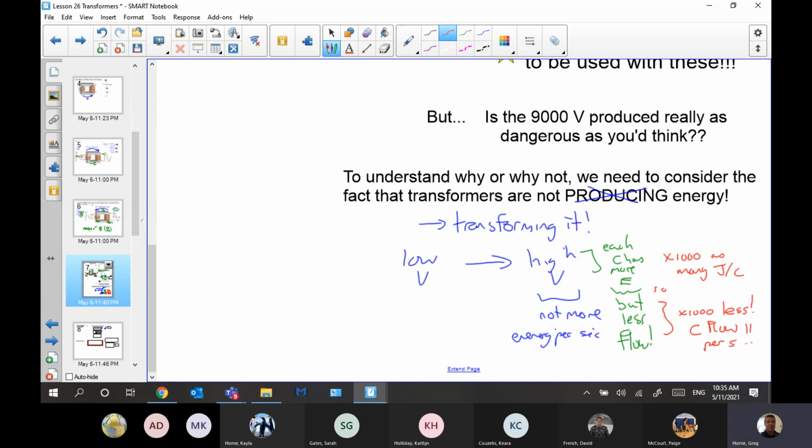Does that make sense? Can you picture how that would work? It's just a different form of the energy, right? High voltage, low current, instead of, over on the other side, low voltage and obviously higher current. So that's the logic worked through.